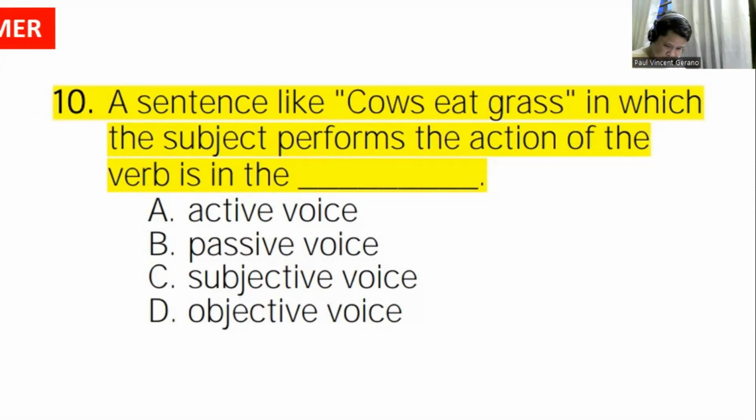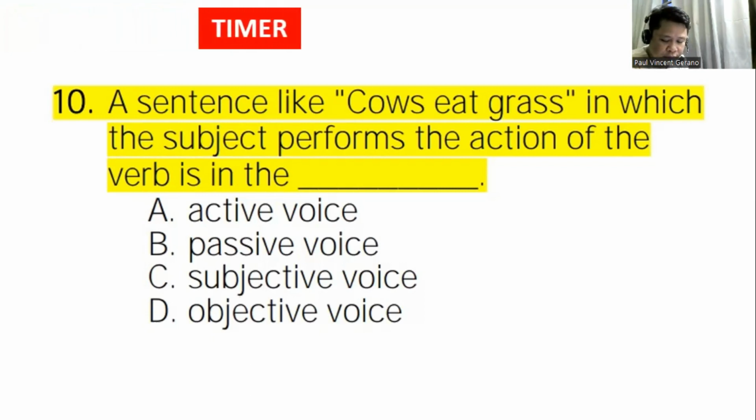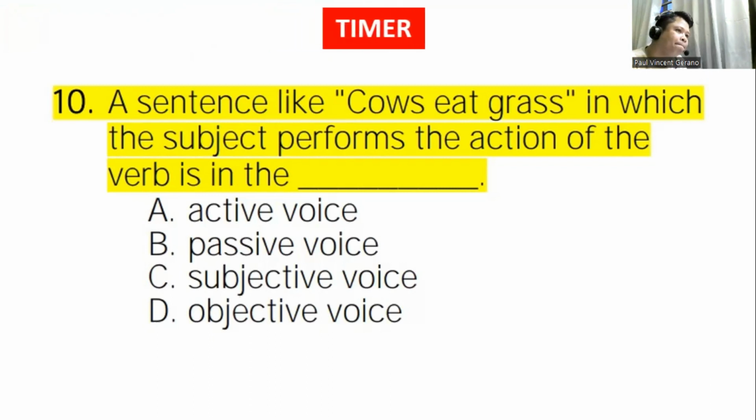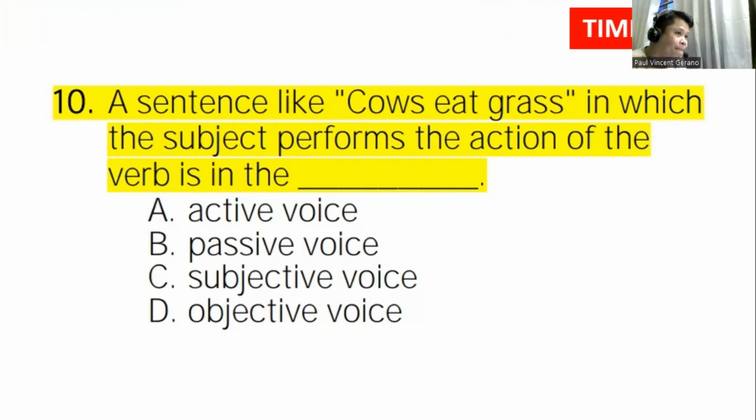What is the right answer? Kindly write your answer in the chat box. Okay, Ramalin's answer is active voice. Andrew's answer is passive. Myrna's answer is active. Myrna, you are correct. It's active voice. A sentence like cows eat grass, in which the subject performs the action of the verb, is in the active voice. What is the opposite of active voice? Passive voice. That's letter B.